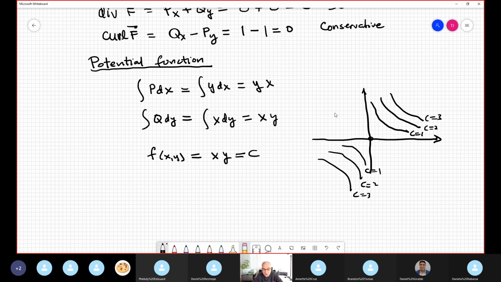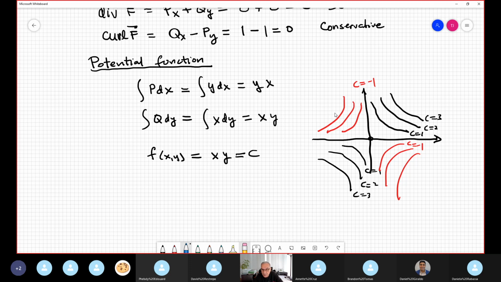However, if C is negative, then we obtain another hyperbola, but in the third quadrant and in the fourth quadrant. This is, for example, C equal -1, and so on. C equal -2, -3. Okay, so how does our vector field look?